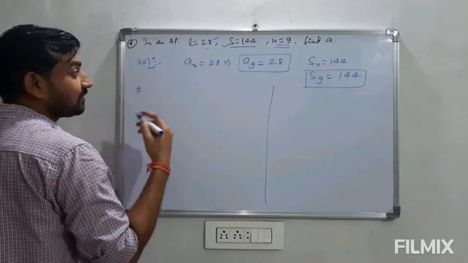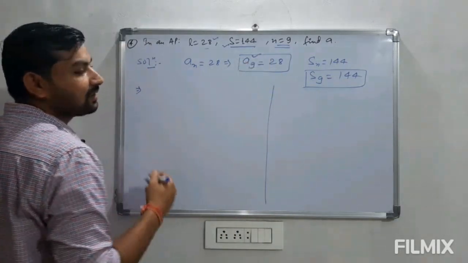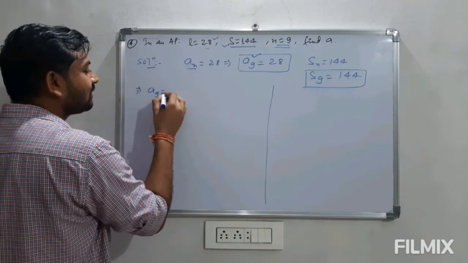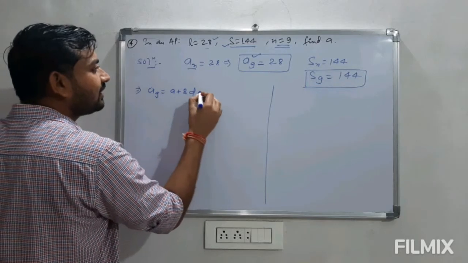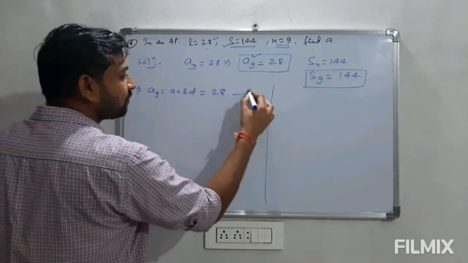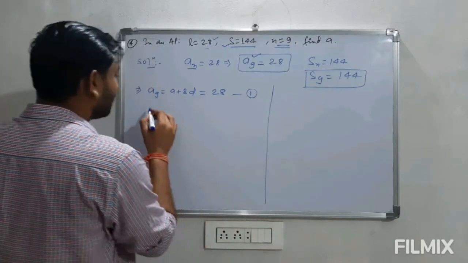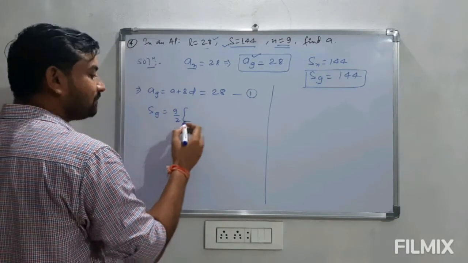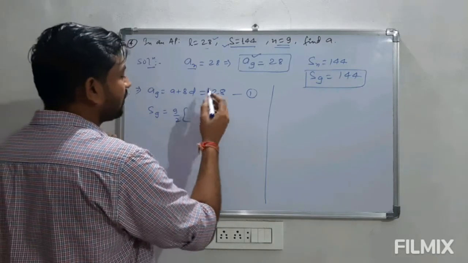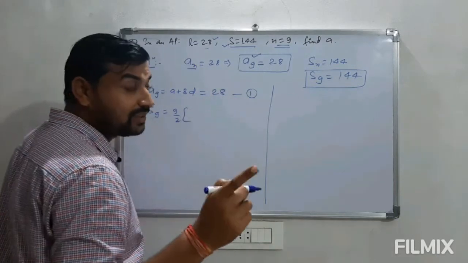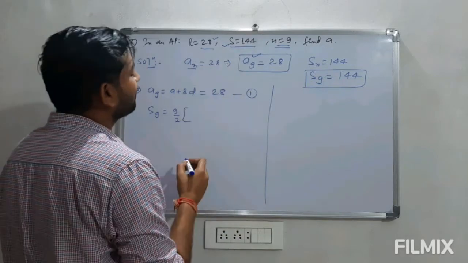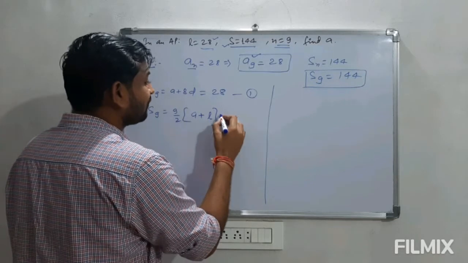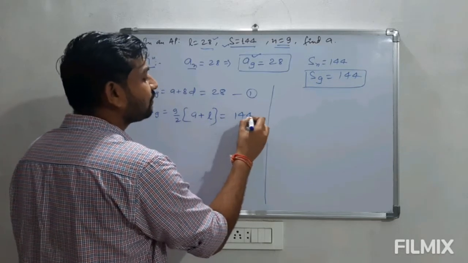Now, as I explained how to write the ninth term, we will be using the formula for the nth term, and A9 can be easily written as A plus 8D, which is given as 28. This is our first relation. Now come to S9. S9 is 9 by 2 into 2A plus n minus 1 into D is one relation, but here we have the last term, so we can substitute A plus L here, which is given as 144.